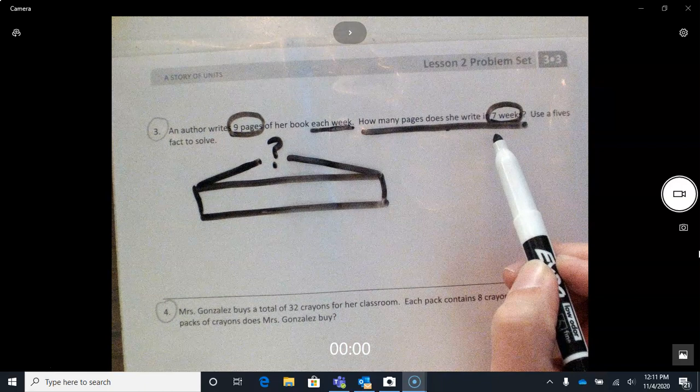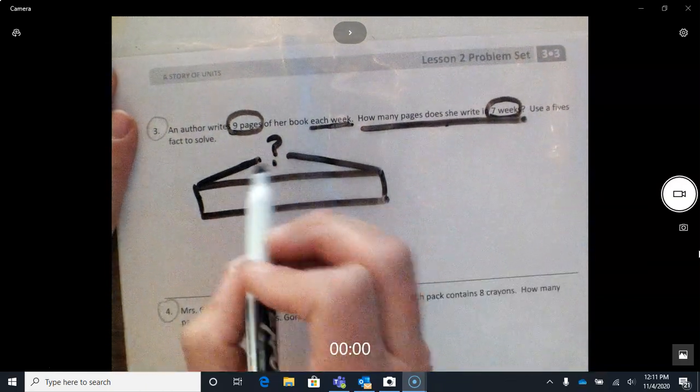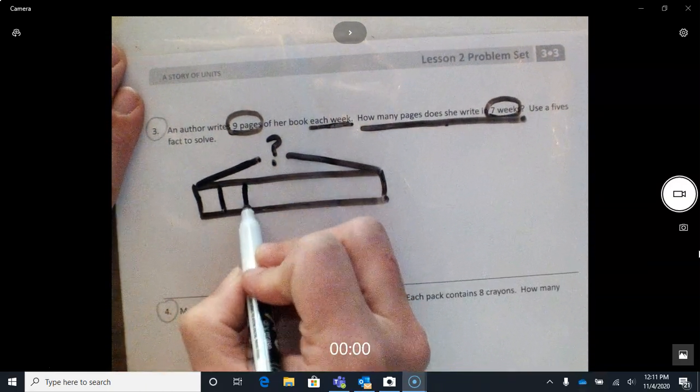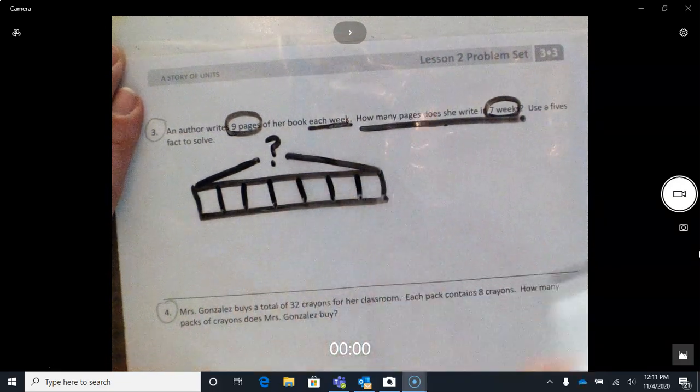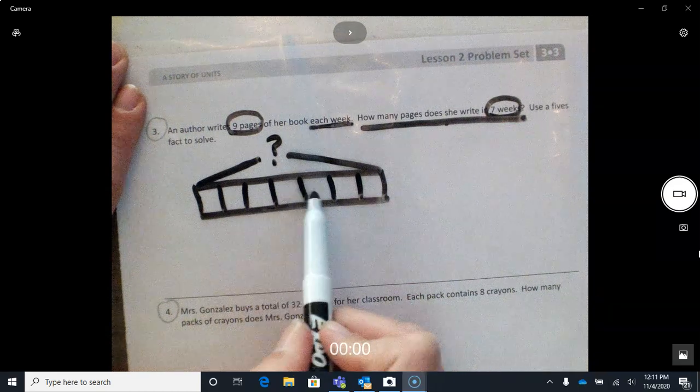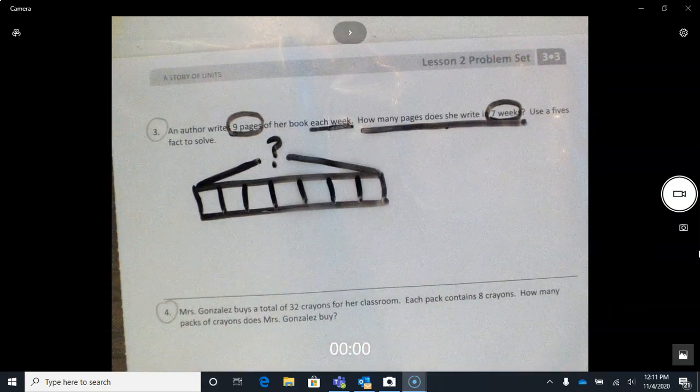So let's split this tape diagram up into 7 parts. So 1, 2, 3, 4, 5, 6, 7. Yep, I have 7 parts. Now, let's go back to our question and use our question to help us finish labeling our tape diagram.